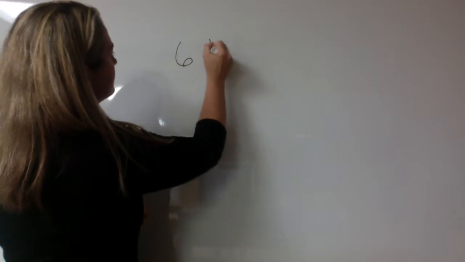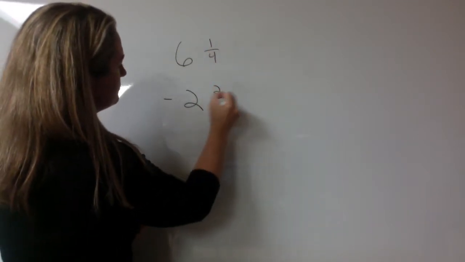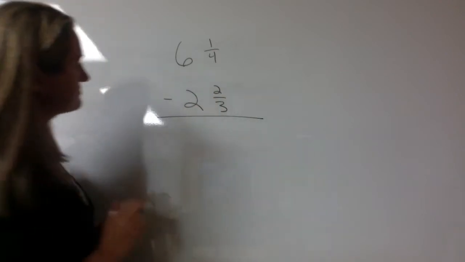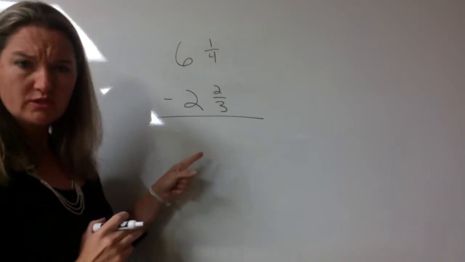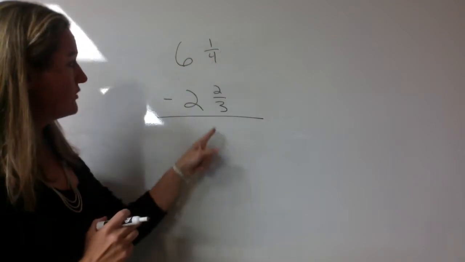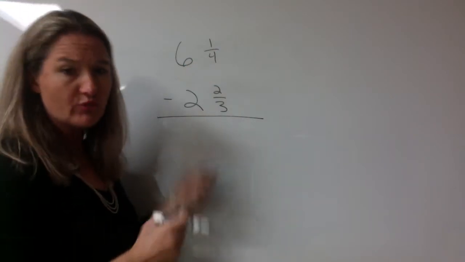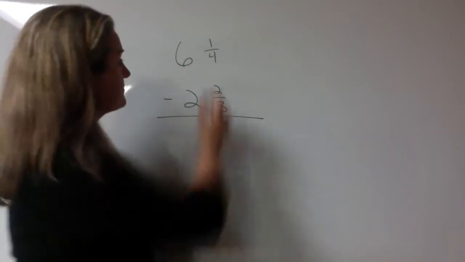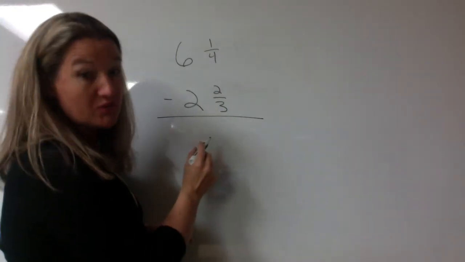These next examples are a little trickier because we'll have to regroup. So we got 6 1/4 minus 2 2/3. So again, always write vertically, always start with the fractions. We've got 4 and 3 right off the bat. We know we've got to get a common denominator. So common denominator of 4 and 3, that'd be 12.